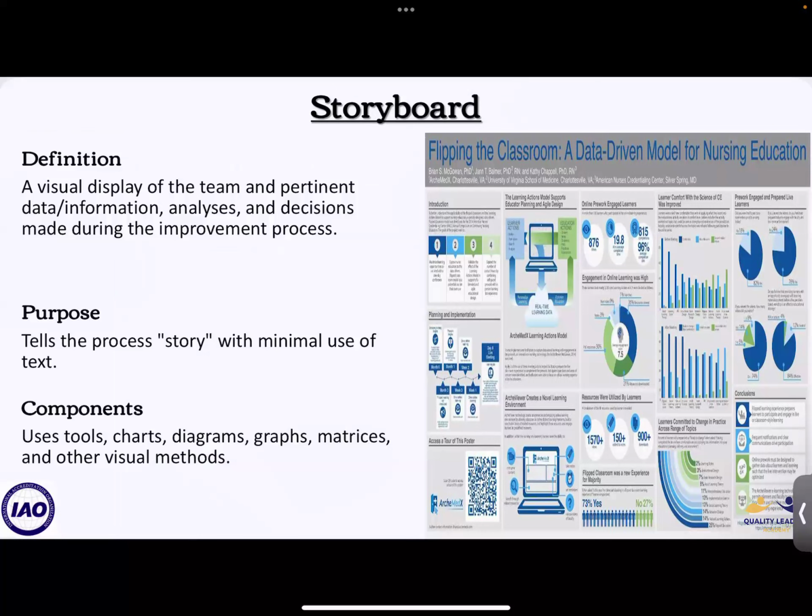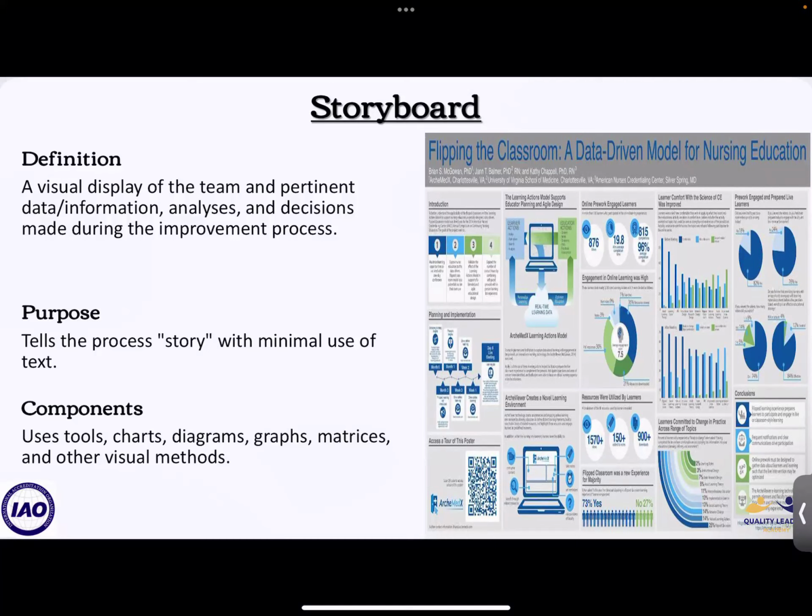All right, so next we have the storyboard. The storyboard is the last tool we're going to talk about. It's a visual display of the team and pertinent data, information, analysis, and decisions made during the improvement process. It is used to present results. It's a visual display, meaning it shows more images than text. Basically, it's like a short story, a quick snapshot that summarizes things visually using minimal words and images.